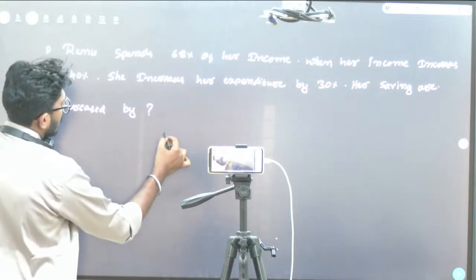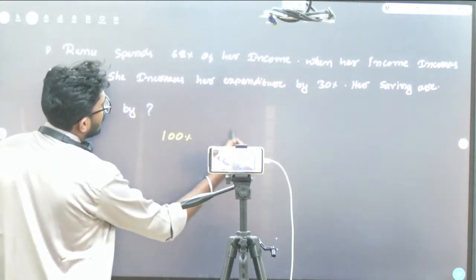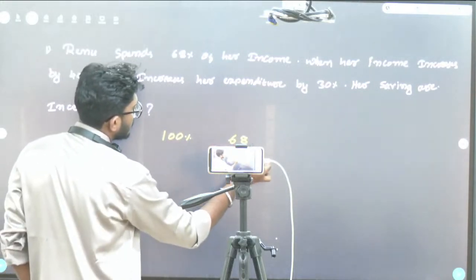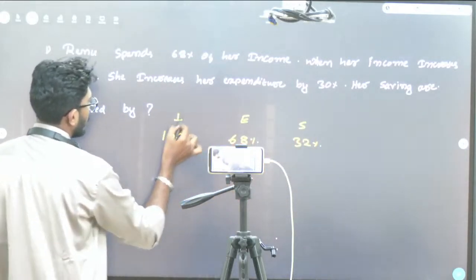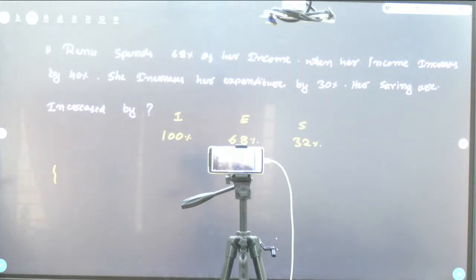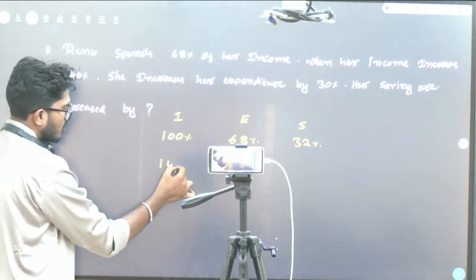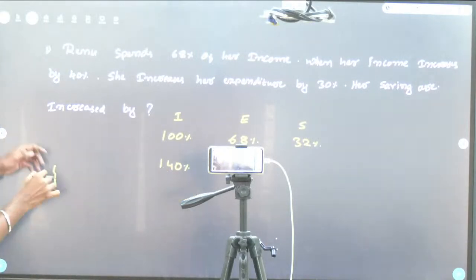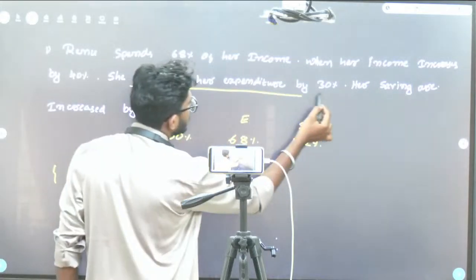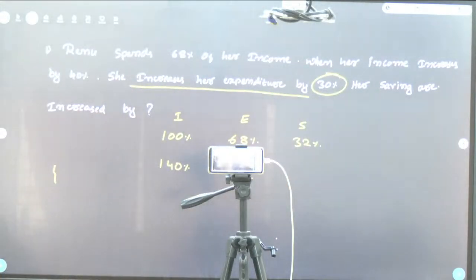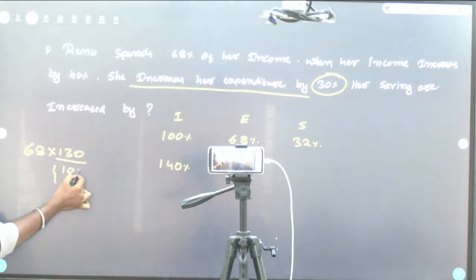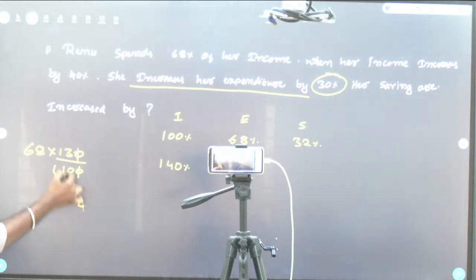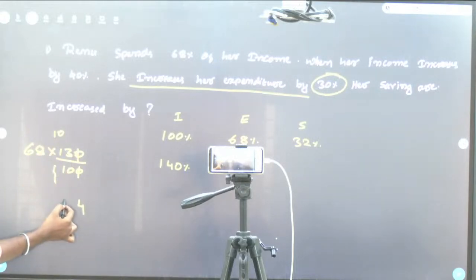See, income 100% you have. Now expenditure 68%, means remaining 32% is your saving. Now income increases how many percent? 40%, means income should be now 140. Now expenditure how much increases? The increase in expenditure is 30% given. 30% means what will you take? 68 into 130 by 100. Calculate. 0 0 cancel. 13 8s are 104, carry it in. 68, 78, 88, means 88.4%.